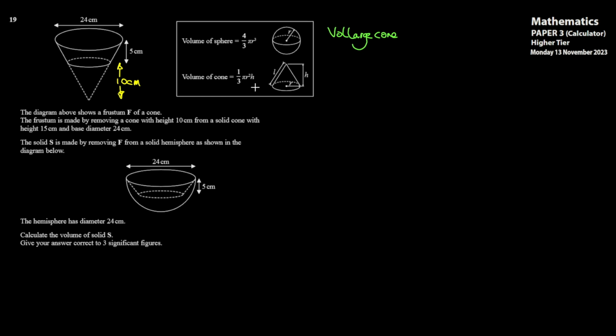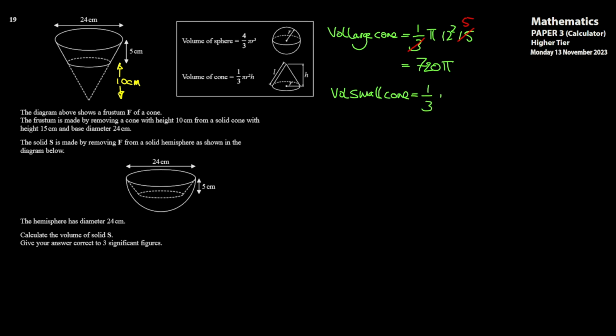We've been given the formula, so plugging in our values, this will be a third pi r squared. The radius of the large cone is 12, so 12 squared, and the height 15. One small cancellation there, and without multiplying pi into it, I get 720 pi. Okay, now the volume of the small cone.